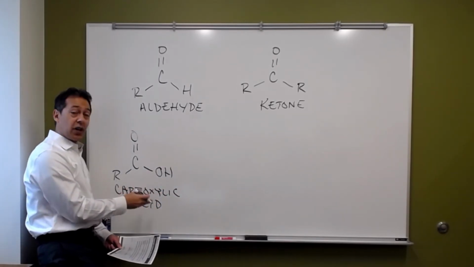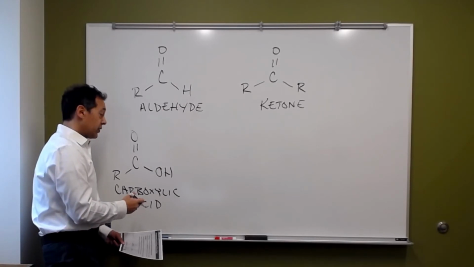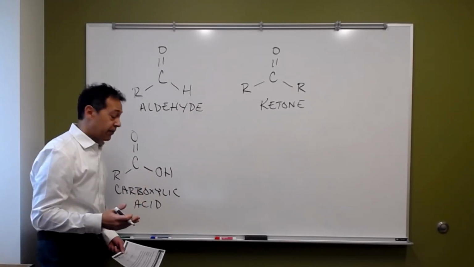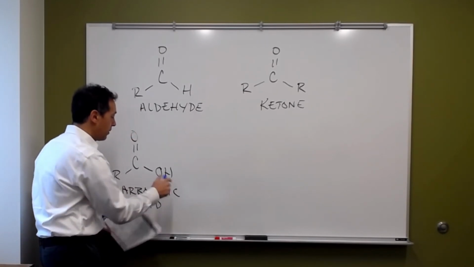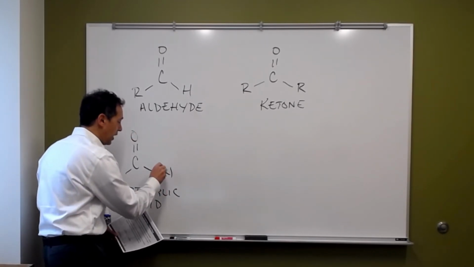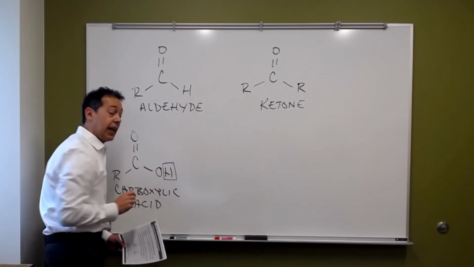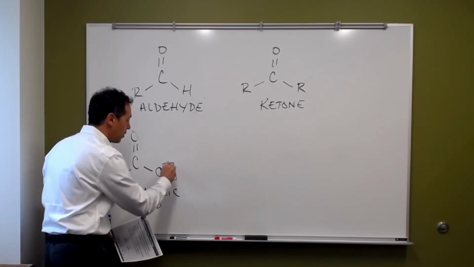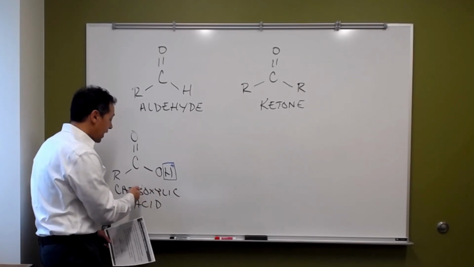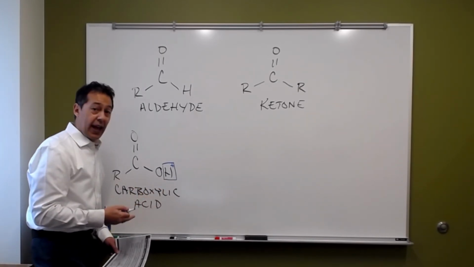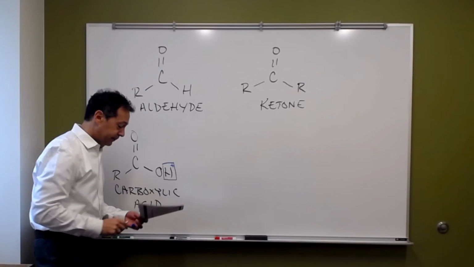Now it's called a carboxylic acid because it donates a hydrogen atom. And the hydrogen atom it donates comes from right here. And so this hydrogen atom right here can come off and form a cation, a hydrogen ion like this. And that's what makes a carboxylic acid an acid.